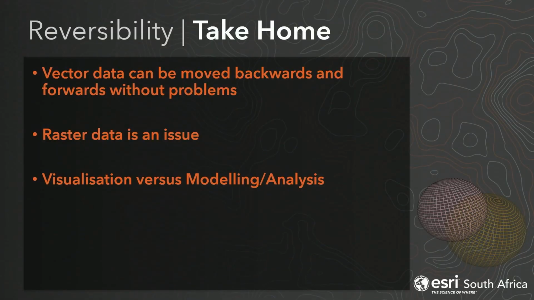So reversibility: projections can be reversed when they are in a vector file, but when you're in raster, you need to be very careful what you're doing and be very aware of how the data was created, what projection system the data was created in, and how you can use it. So a take-home message here: vector data can be moved backwards and forwards without problems. Raster data, there is an issue. And also that there's a difference between when you want to visualize data versus when you're wanting to do some analysis and modeling, where you need to just think about it before you go down that path.